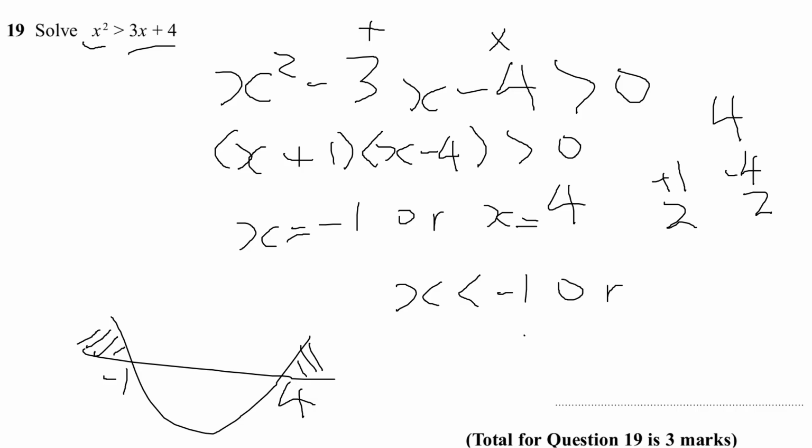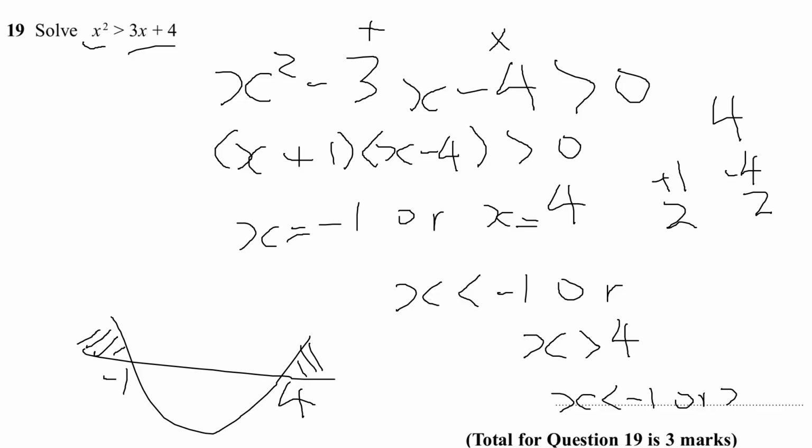So when the quadratic here is greater than 0 or greater than or equal to 0, it's saying, when is the curve, when is the quadratic above the x-axis? It's above it when x is less than minus 1 and x is bigger than 4. If the quadratic was less than or less than or equal to 0, then it's when the quadratic is below the x-axis. So that is my answer: x is strictly less than minus 1, or x is bigger than 4.